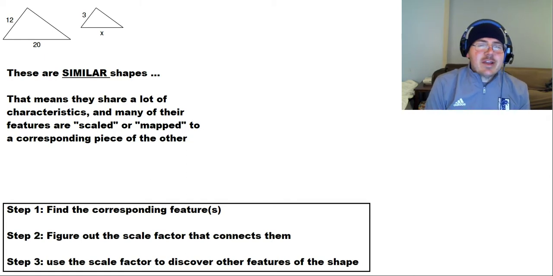Similar means that the two shapes share a lot of characteristics. They're almost like twins, except one is either smaller or larger than the other. But those changes in size are proportional to all the features that make them individual shapes. So what we are going to do is follow a very simple 3-step method to find our missing side length.